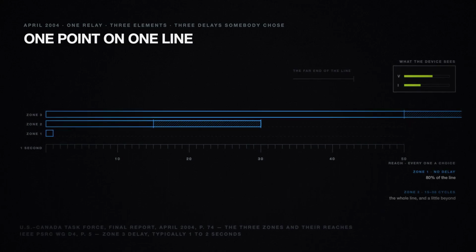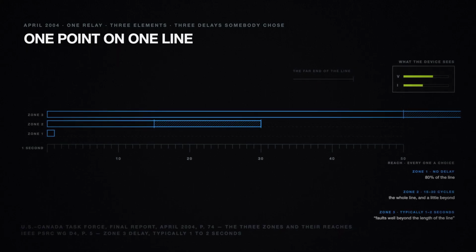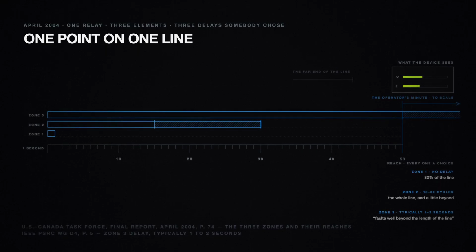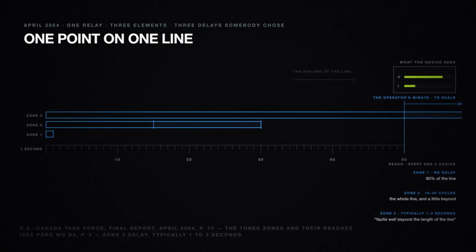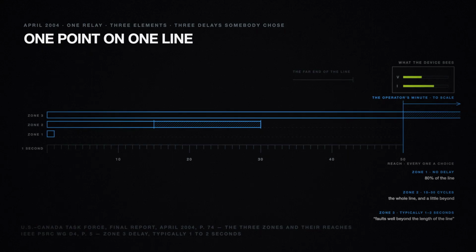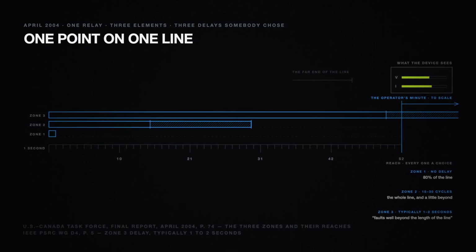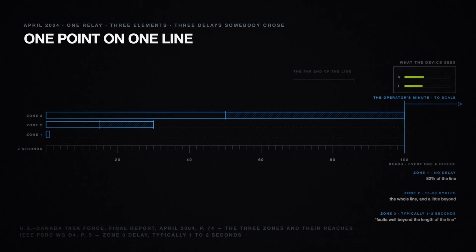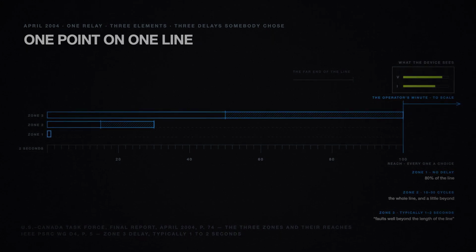Every one of those numbers is a choice. 80% of a line, 15 to 30 cycles, 1 to 2 seconds. A person set each, and none is a measurement. None is on the scale a control room works at either. An operator's minute is 60 of these rulers end to end. Stretch the same ruler until it holds 2 seconds and Zone 3 finally lands inside it. The fastest element is then half a graduation wide. Zone 1 does not wait at all.